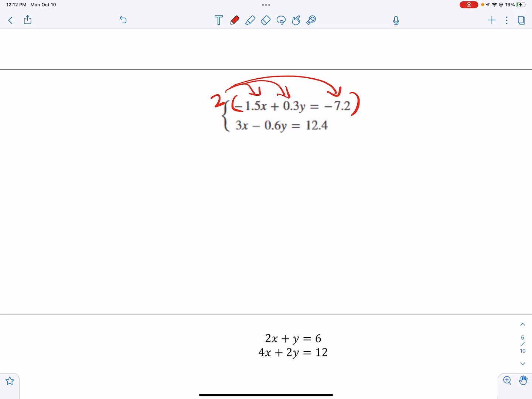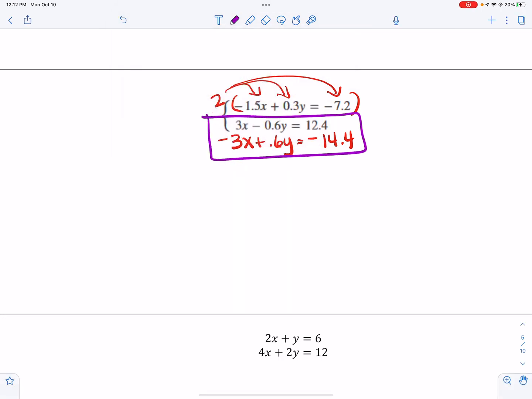So 2 times negative 1.5 is negative 3x. 2 times positive 0.3 is positive 0.6y. And 2 times negative 7.2 is negative 14.4. And then I box up my two equations.